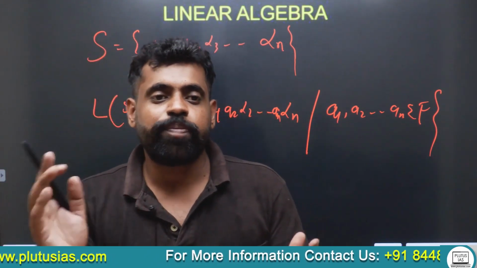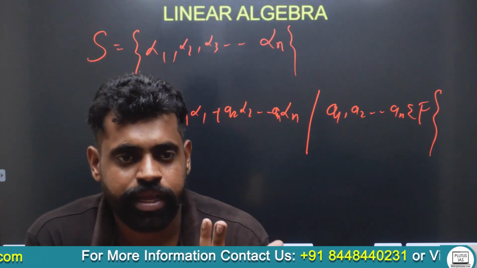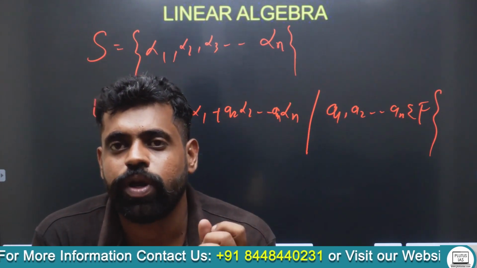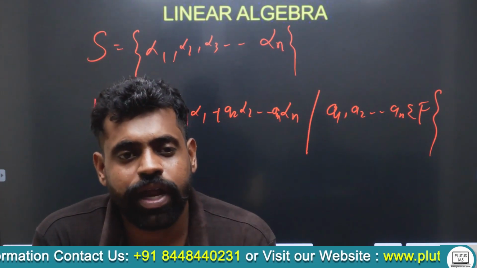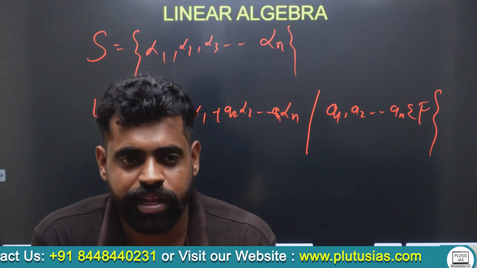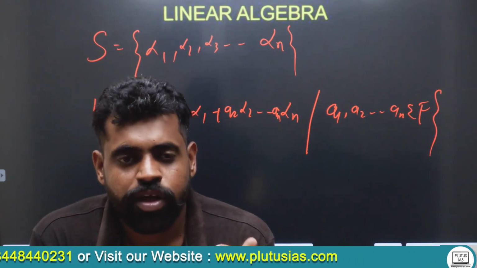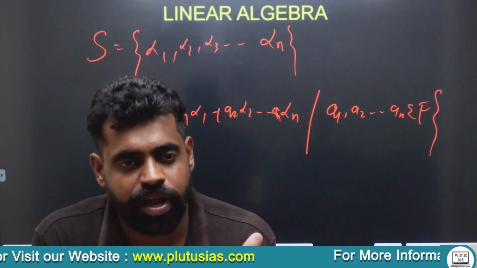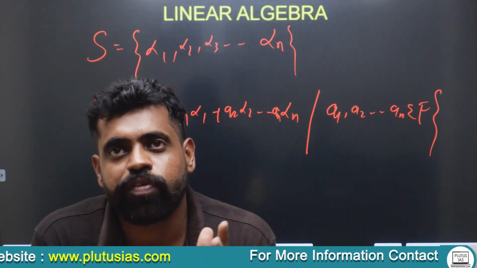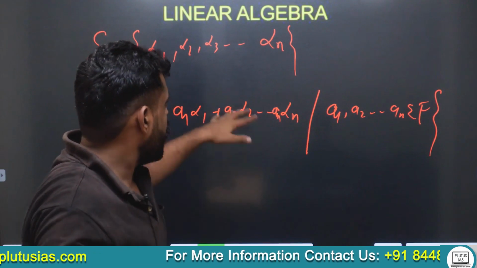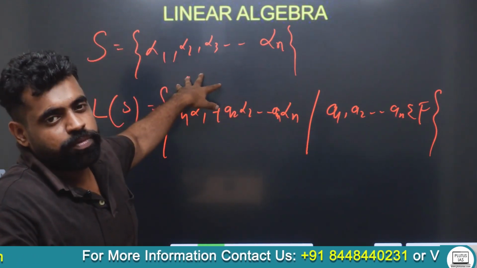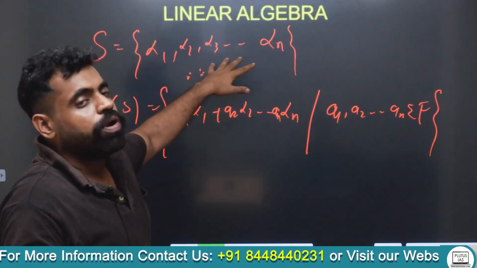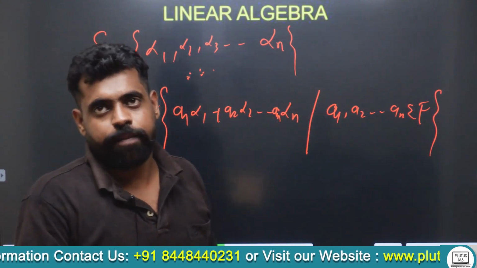So the linear span will have a lot of elements. If you change a1, a2, a3, an any time, you will get another element, and another element, and another element. So the linear span is the set of all those elements which are formed by using the linear combination of the vectors alpha 1, alpha 2, alpha 3 ... alpha n.